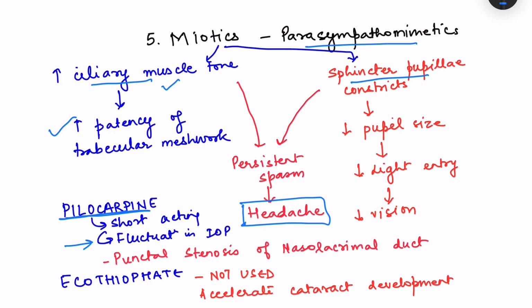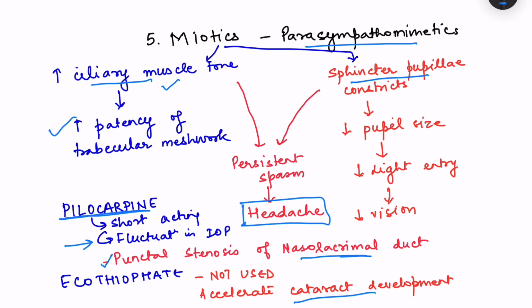Okay, so you have to give it repeatedly, and because of the short action, it can lead to fluctuations in intraocular pressure. It can also cause punctal stenosis of the nasolacrimal duct. Then another parasympathomimetic which was tried but is not used now is ecothiopate. It can accelerate cataract development.